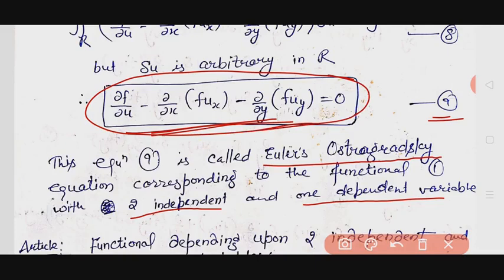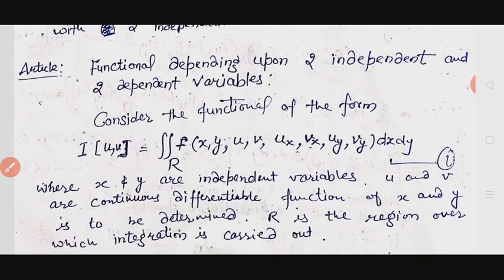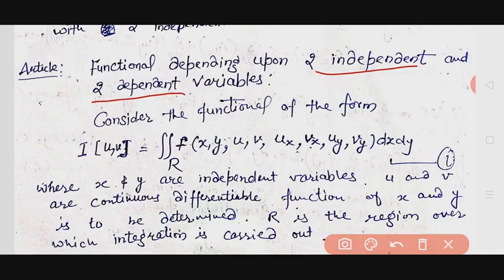Okay, now in the next article you have a functional depending upon two independent variables and two dependent variables. So I consider that the functional is in the form of I of u, v is equal to the double integral over the region R, because two independent variables are there, of f of x, y, u of x, y, v of x, y. That means there are two functions, two dependent variables, which depend on x and y. And the partial derivative of u with respect to x, partial derivative of v with respect to x, and u with respect to y and v with respect to y.